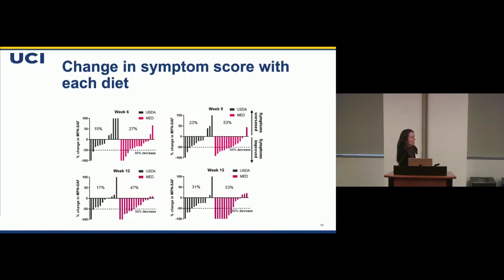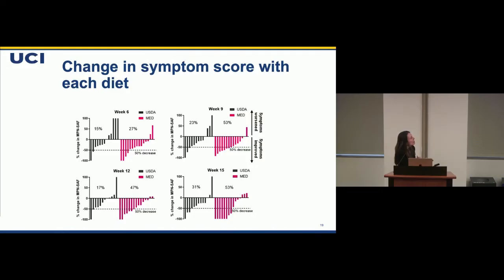Although the study was not, what we say, powered to detect a change in symptoms, we measured symptoms, and as with many MPN studies, these are waterfall plots where each bar is a specific patient, and this is at different time points during the study. A bar going down means that their symptoms went down. Going up means their symptoms went up.